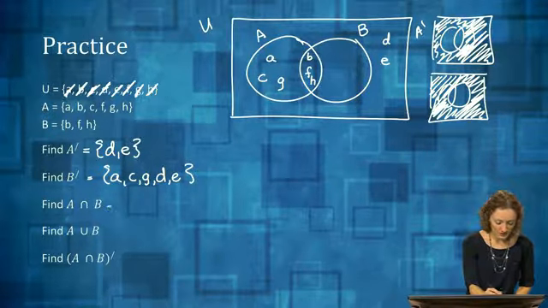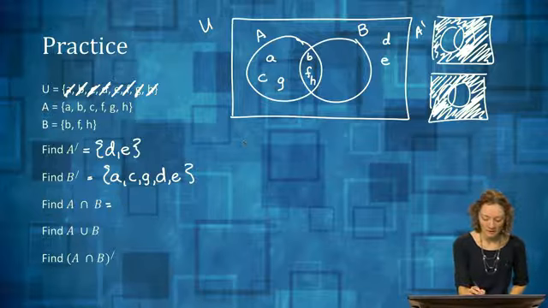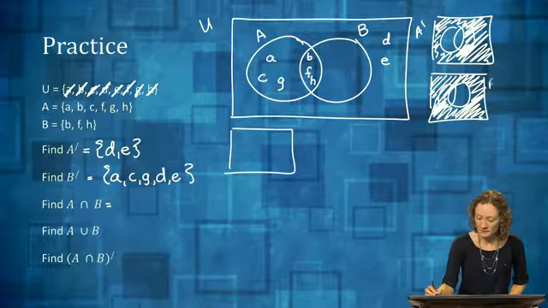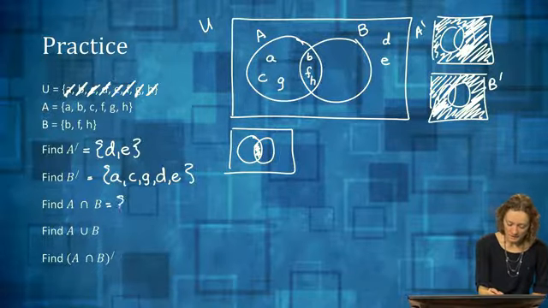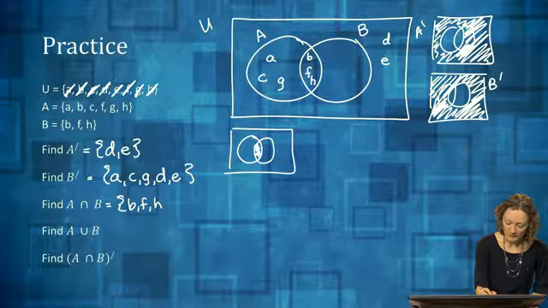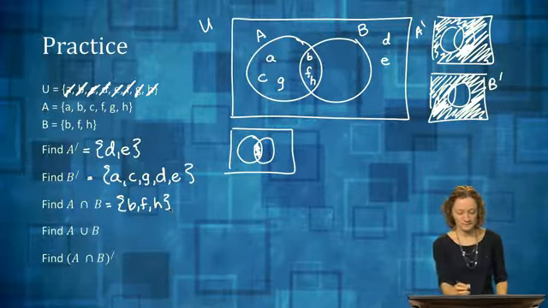The next one is our intersection. So this is where they overlap, where they intersect. So it'll be right in the middle. The place they intersect contains B, F, and H.